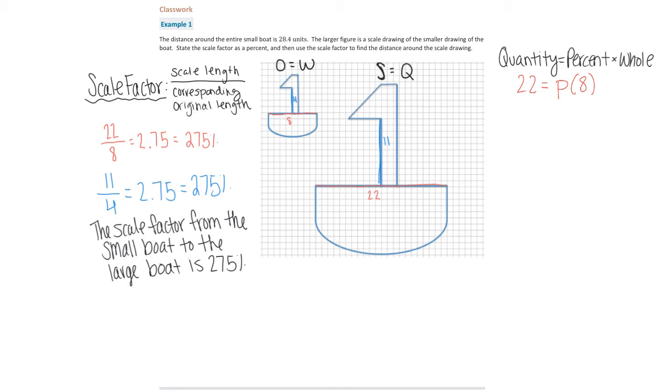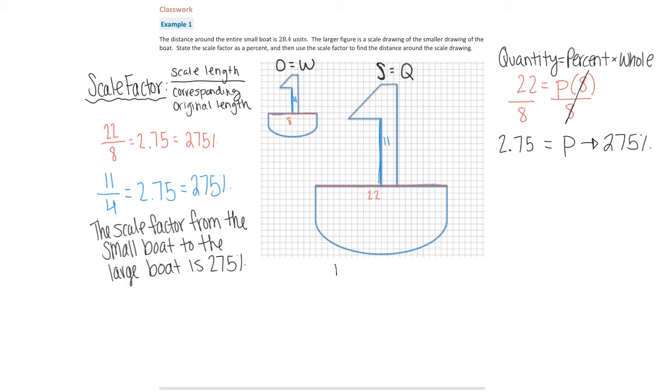Then we need to get P by itself, so we can divide both sides by 8. 8 divided by 8 is going to leave us with 1P, and 22 divided by 8 is going to give us 2.75. And we know to turn that into a percent, it's going to be 275%.